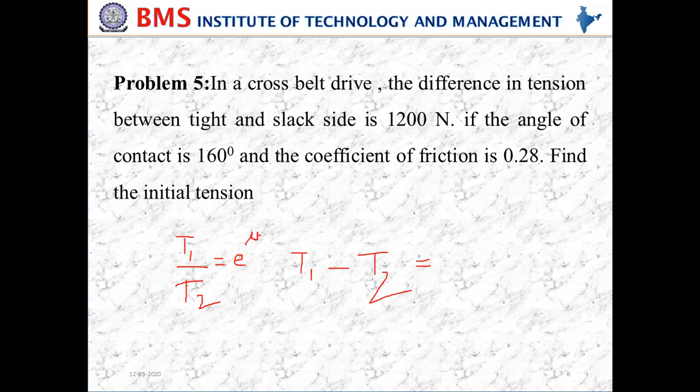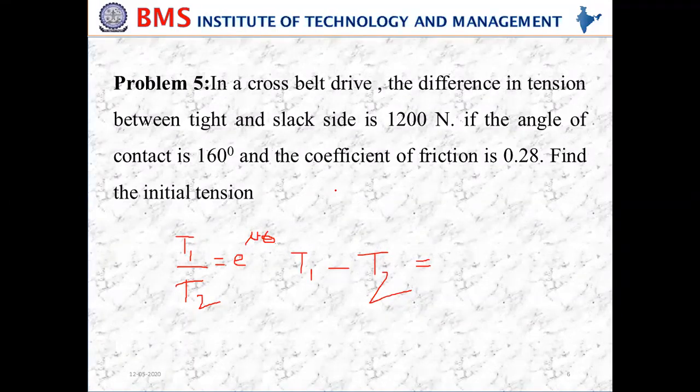We know the two equations we need. One is e power mu theta, where theta should be substituted in terms of radians, not directly degrees. The degrees have to be converted into radians by multiplying by pi by 180. So 160 degrees into pi by 180 gives you theta in terms of radians. Once you substitute this theta, the angle of contact, we get T1 in terms of T2. So use this equation with theta in terms of radians.